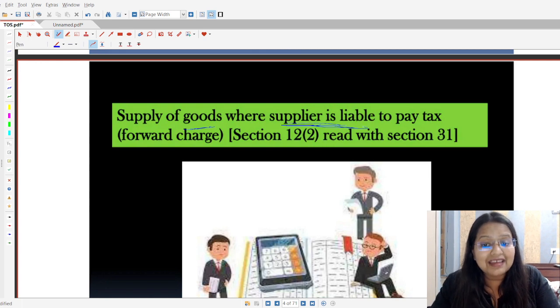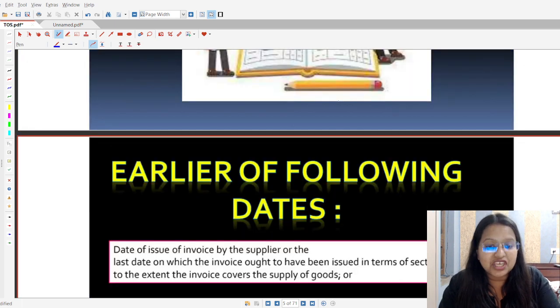Now let's start with section 12 subsection number 2, that is the supply of goods where the supplier is liable to pay tax to the government. In this particular part, we are going to cover section number 12 subsection number 2.